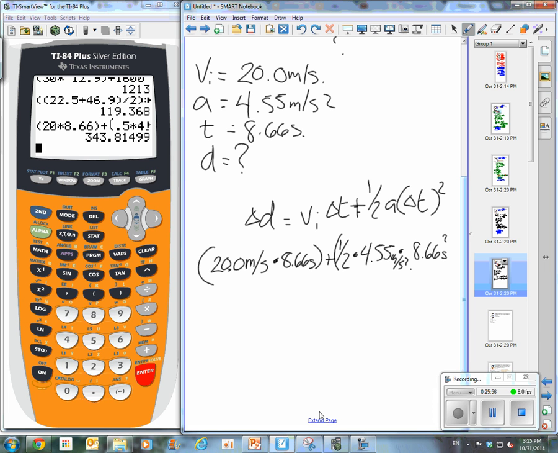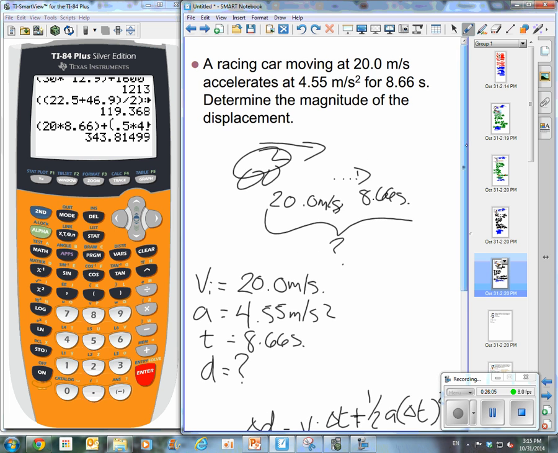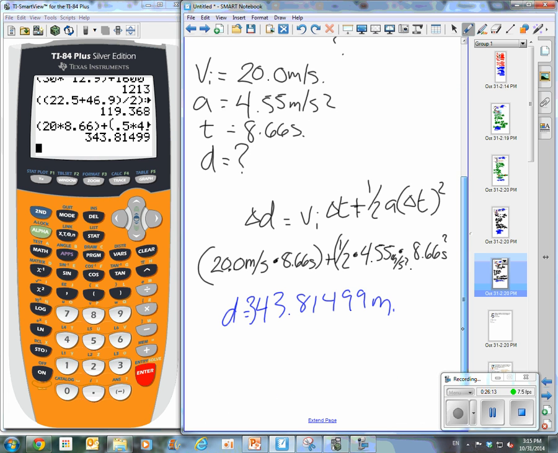And I get a value of d equals 343.81499 meters. I'm going to look again for significant figures. Here I've got 3, 3, and 3. So I need to report my answer to 3 significant figures. So I'm just going to do this by rounding up here. I've got 344 meters as an answer.